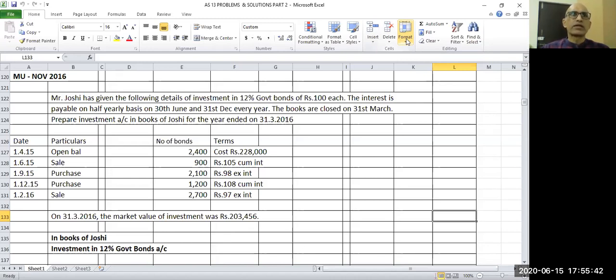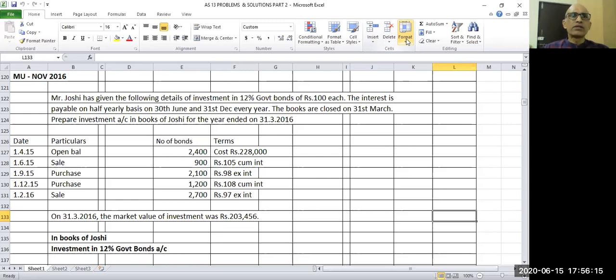Today we have selected a question from Mumbai University, semester 5, TY BCom, November 2016. The question says, Mr. Joshi has given you the details of investments. The nature of investment is 12% government bonds, and the face value of each bond is 100 rupees. The interest is payable on half-yearly basis, and the due dates are 30th June and 31st of December every year. The books are closed on 31st of March every year.